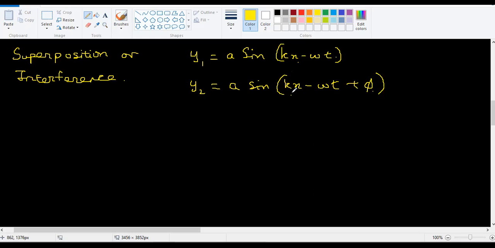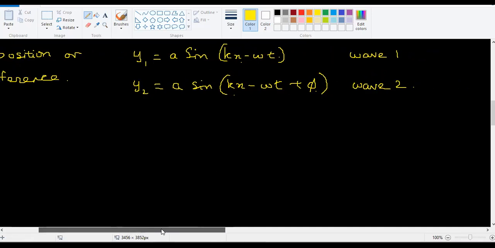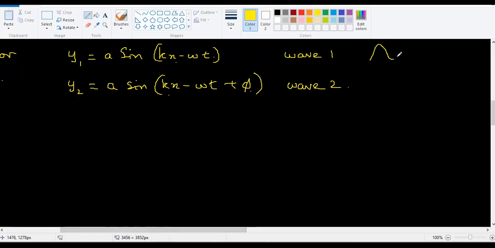Sir, I have no idea what you're saying. Well, it's very simple. What I'm trying to say here is this is wave 1 and this is wave 2. Wave 1 and wave 2 have a phase difference of, let's say, phi. Then this is your y1 and this is your y2. So I can write it like this.